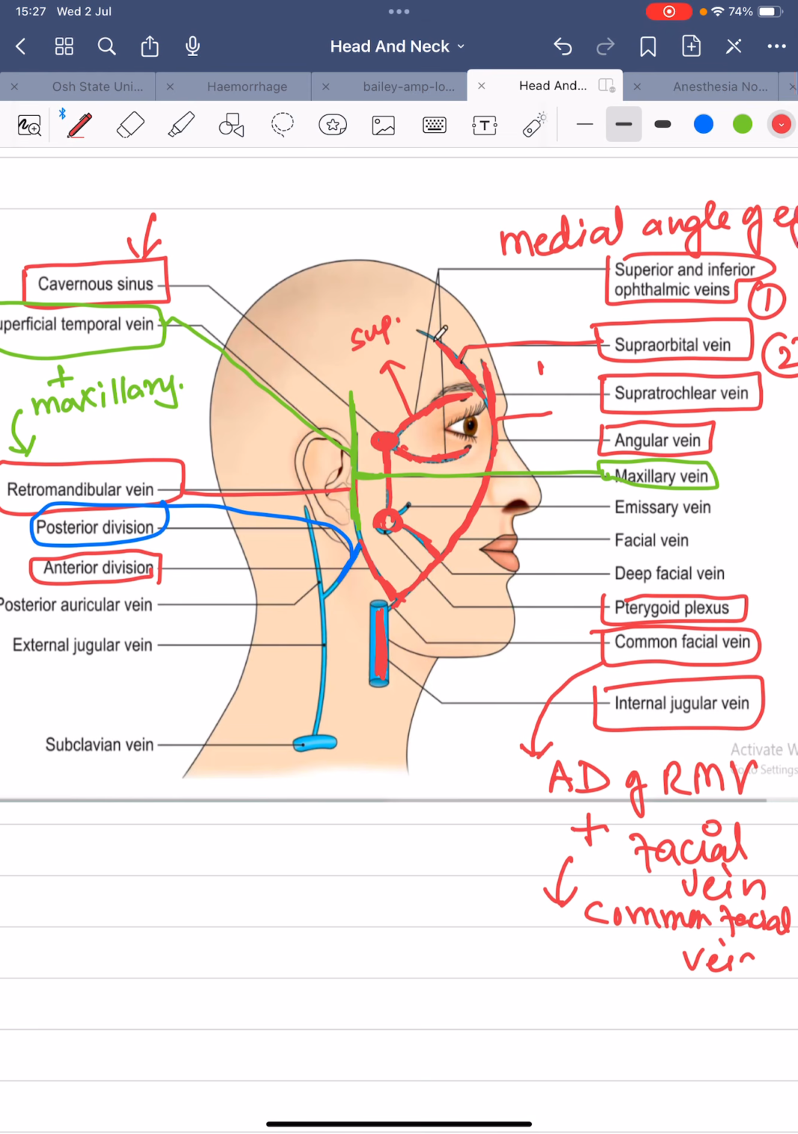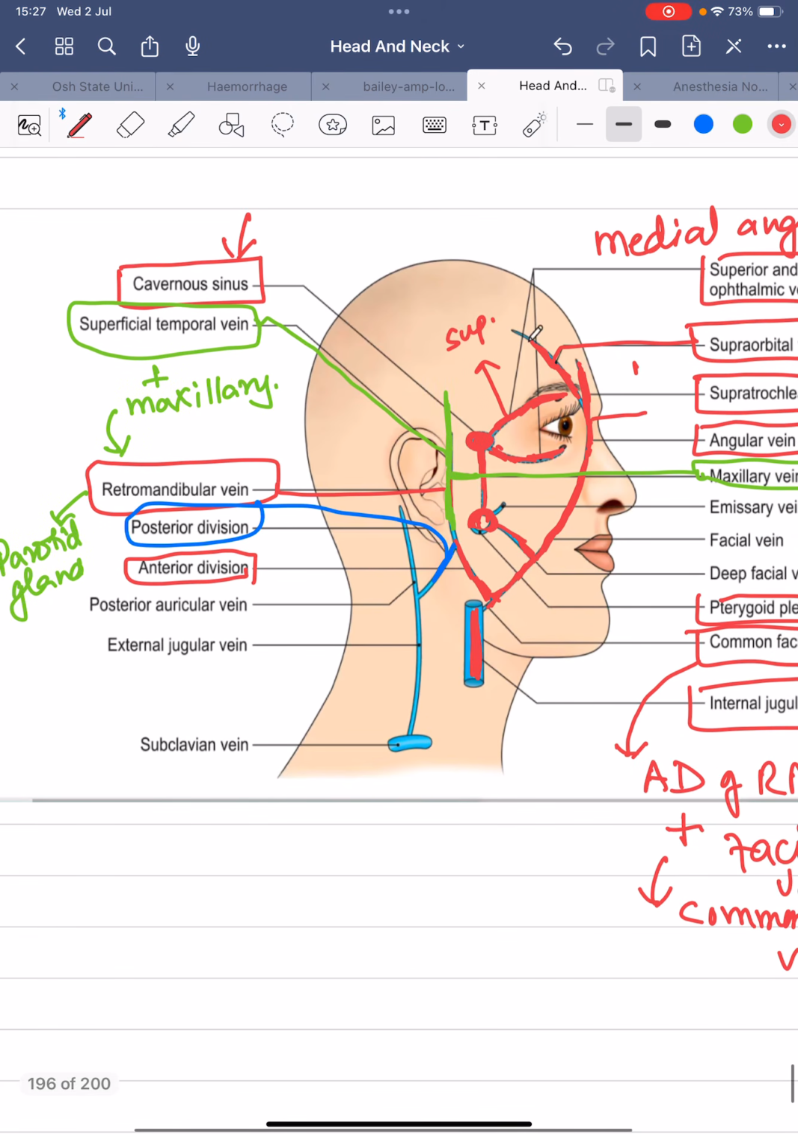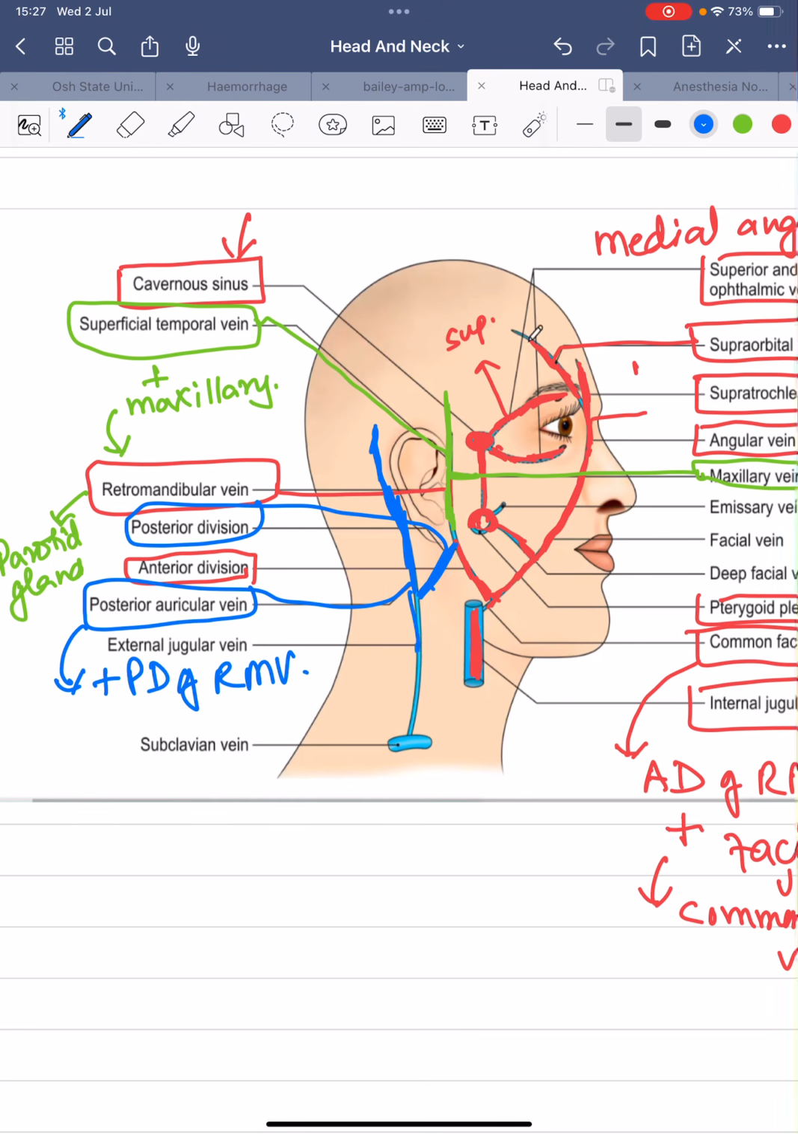Now the posterior division, see here, this blue one which I am showing here, this is the posterior division of the retromandibular vein. It is joined here by this vein which is present behind the ear. So this is your posterior auricular vein. So posterior auricular vein plus the posterior division of retromandibular vein is going to form your external jugular vein.